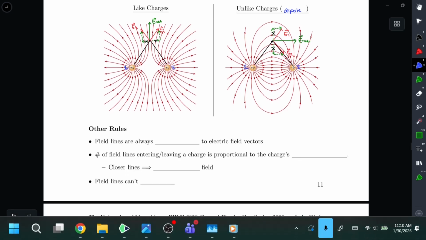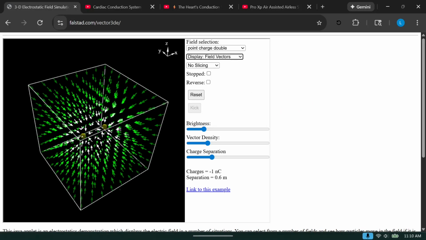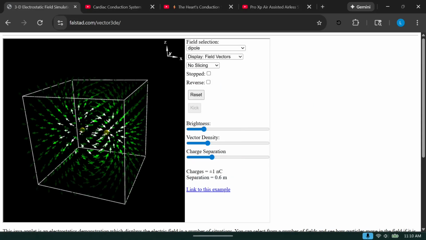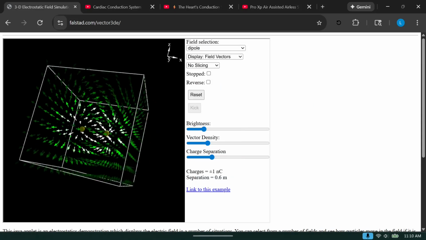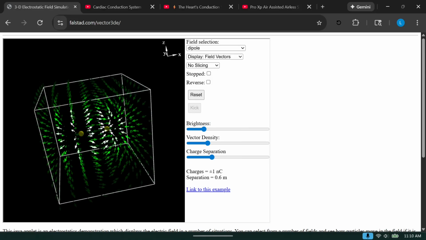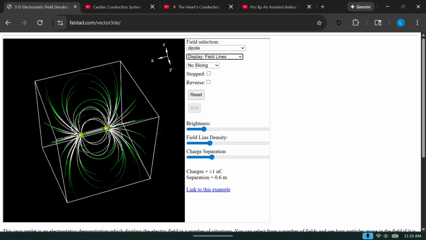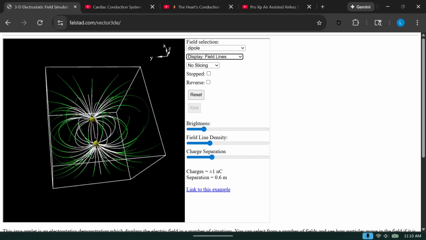And it is a 3D thing, so you can play with this more to see that, for instance, for a positive and negative is what I'm looking for. So there's my field vectors. But again, if I connect the dots, I see my field lines everywhere around the charges.